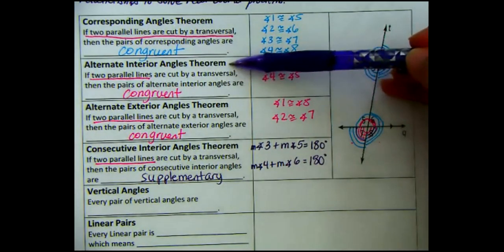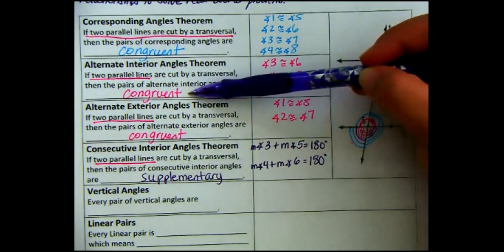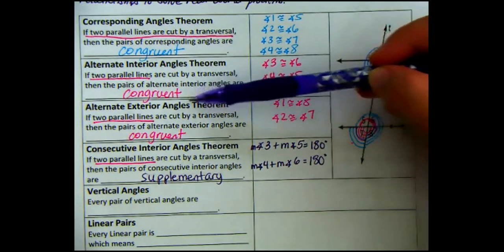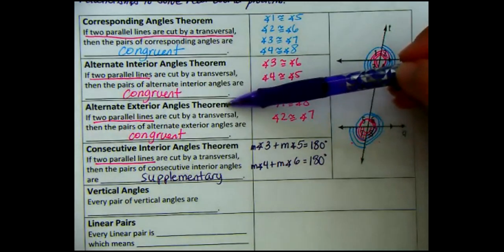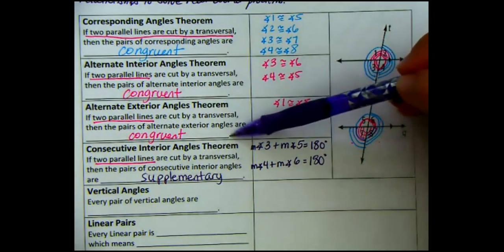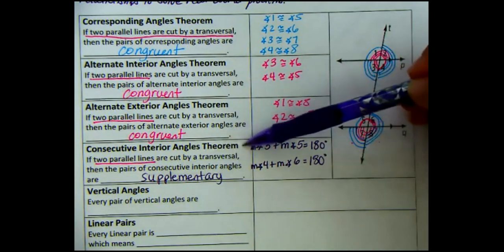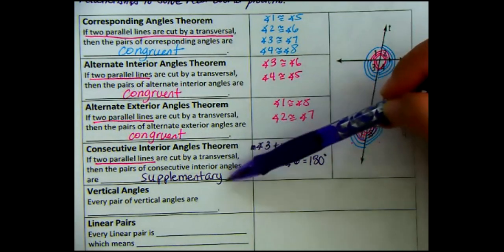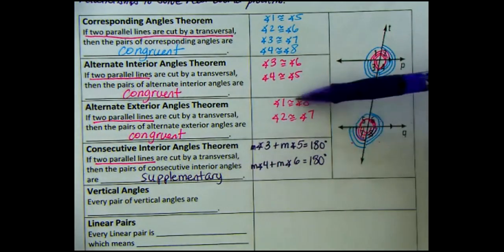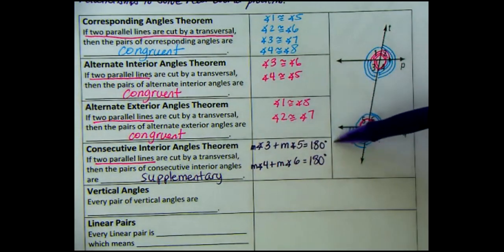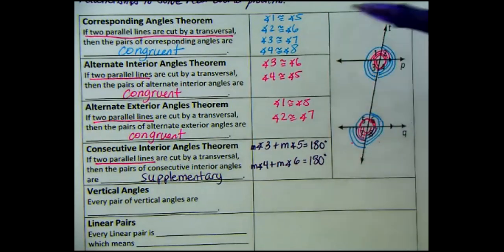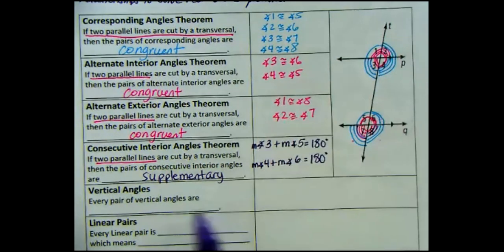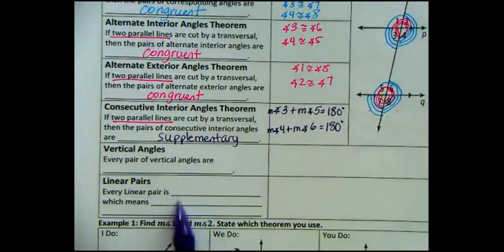Recognizing that a pair of angles are alternate interior angles tells you that they're congruent, aka their measurement is the same. Recognizing that a pair of angles are alternate exterior angles tells you that they are congruent. Recognizing that angles are consecutive interior angles tells you that they are supplementary. So instead of setting them equal to each other, you're going to add them and set it equal to 180 degrees.